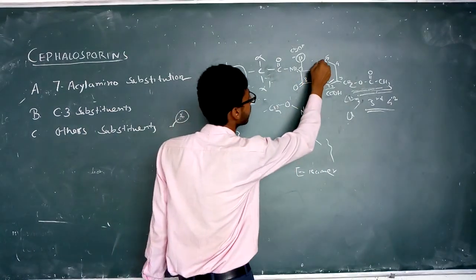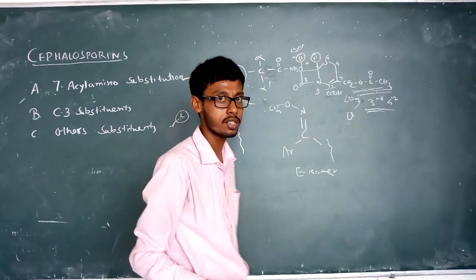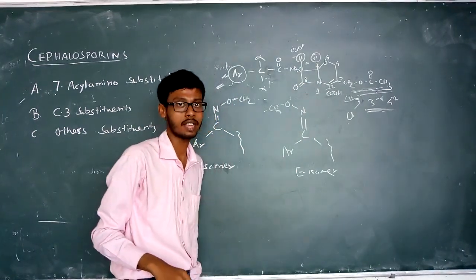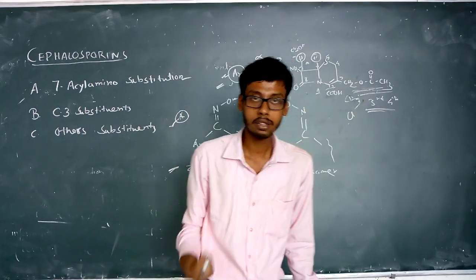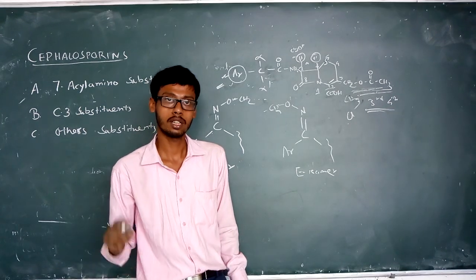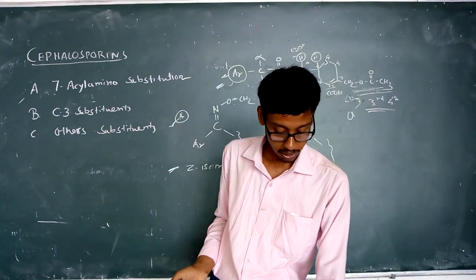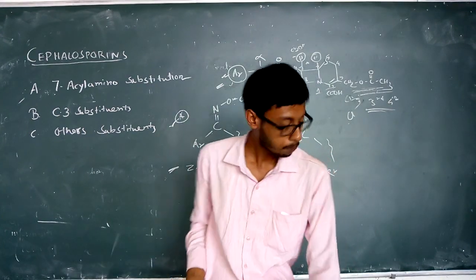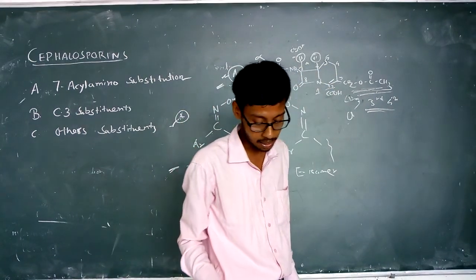At the 6 position there is a hydrogen at the alpha position. This 6 alpha hydrogen is responsible for the antibacterial activity against both gram positive and gram negative bacteria. The sulfur at the 5 position is responsible for the antibacterial activity.